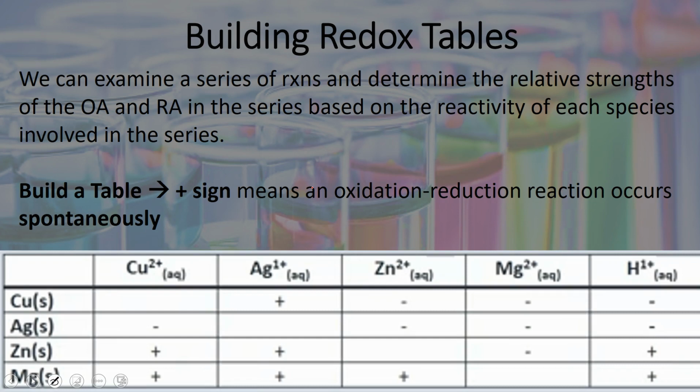If you were with Mr. Shelley, did you guys build redox tables? What did you do? Okay. How long did you spend on this? What's the whole time? The whole one class?